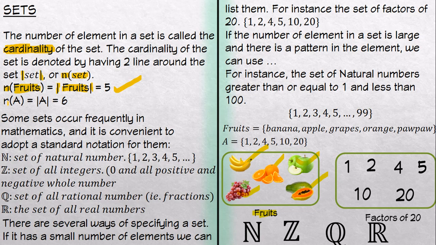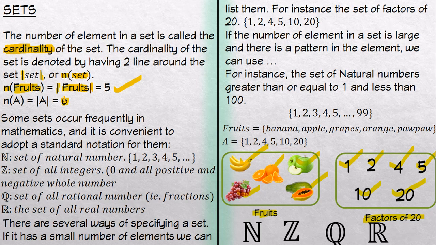So if we are also to consider the number of elements in the set A, which the A is used to denote the set of the factors of 20, right? So the factors of 20. So realize over here we have 1, we have 2, we have 3, we have 4, we have 5, and we have 6. So the number of elements in the set A is 6.